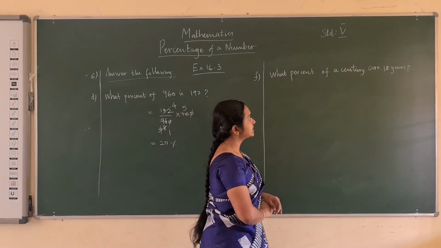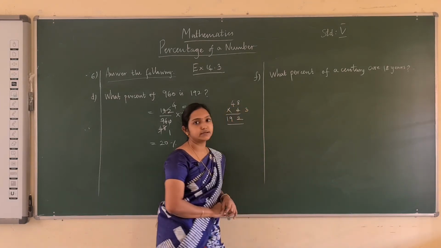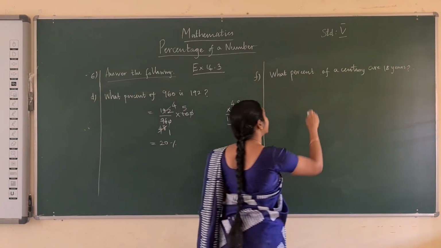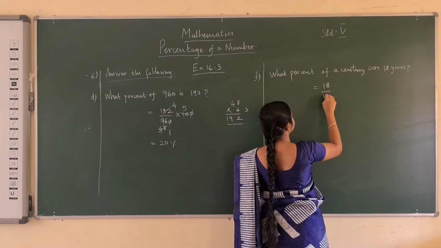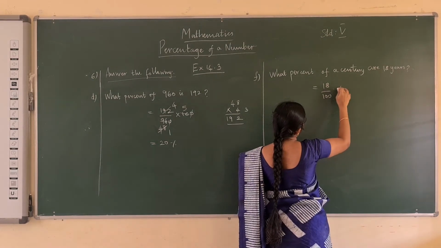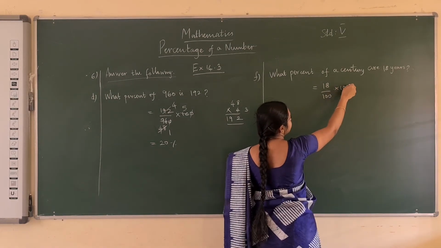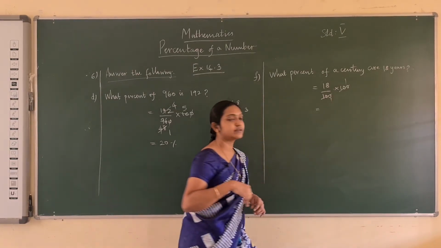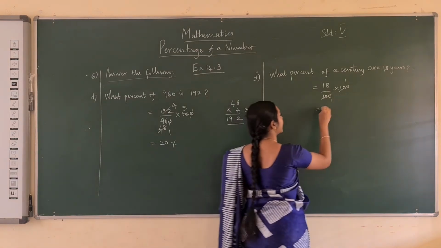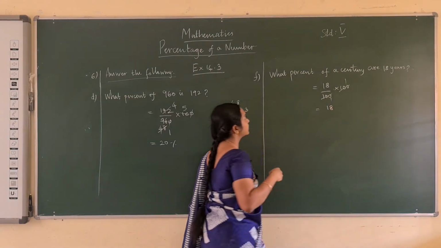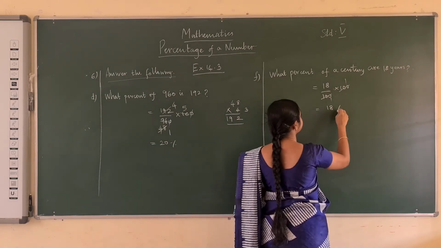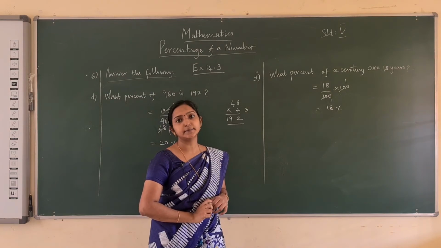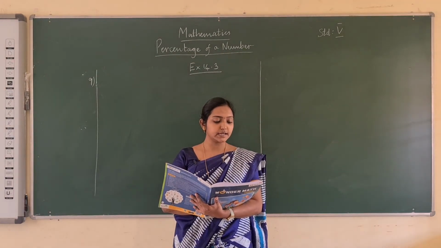Next, what percentage of a century are 18 years? Century means it is 100 years. So we have to divide 18 by 100 and multiply it by 100. Now simplify 100 and 100. So 18 into 1 is 18. So it is 18%.